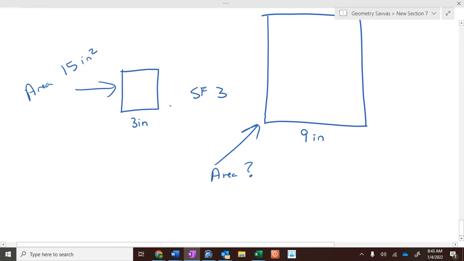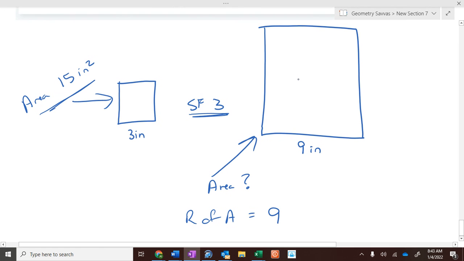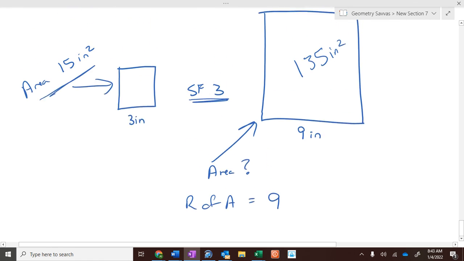Well, if the scale factor is 3, what's the ratio of areas going to be? Not 3, but 9. You square the scale factor. So this is 9 times bigger. So if the area of this one is 15, what's 9 times 15? 135 square inches. Okay? So you'll hit a couple ratio of areas problems that you just kind of need to figure out as you go.